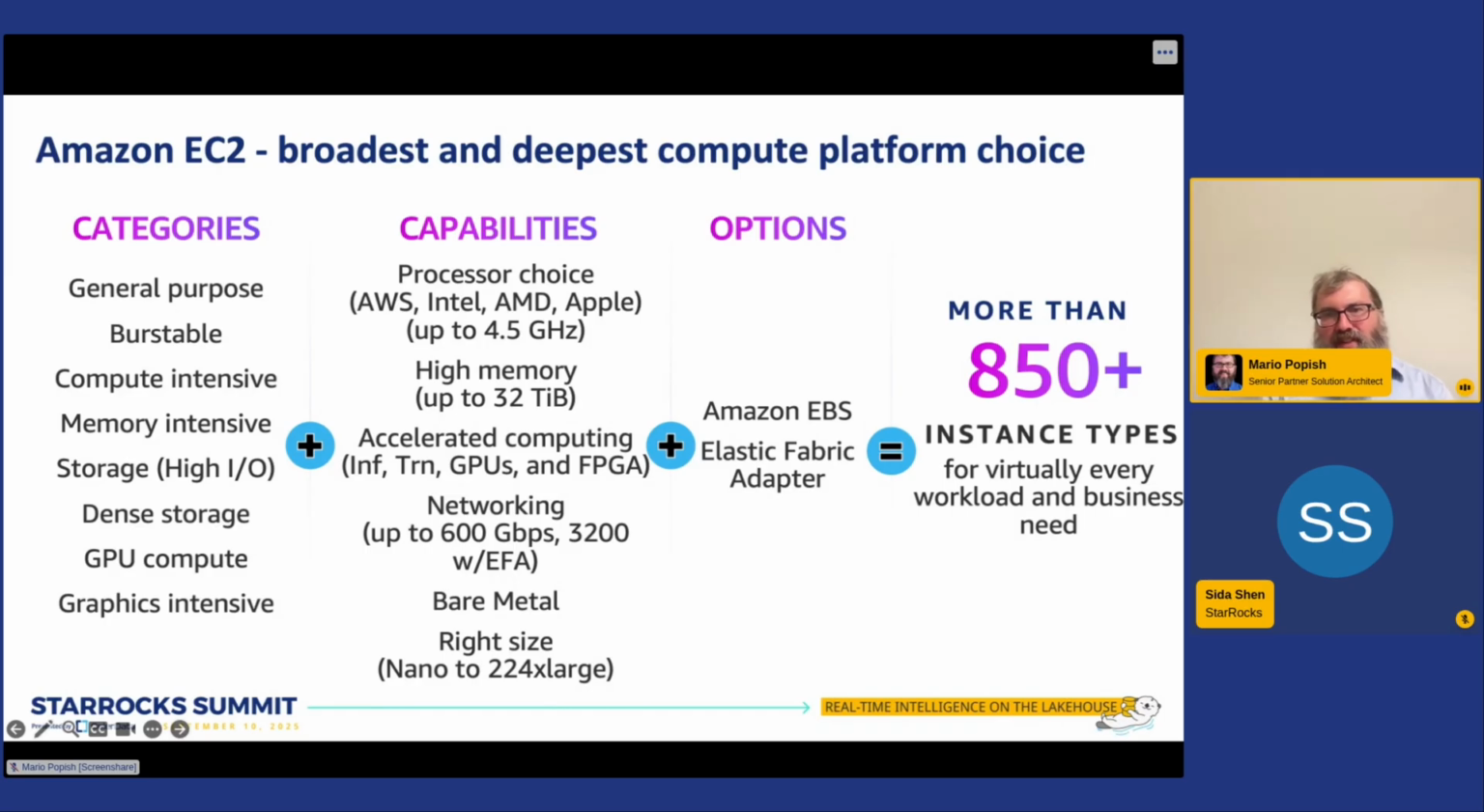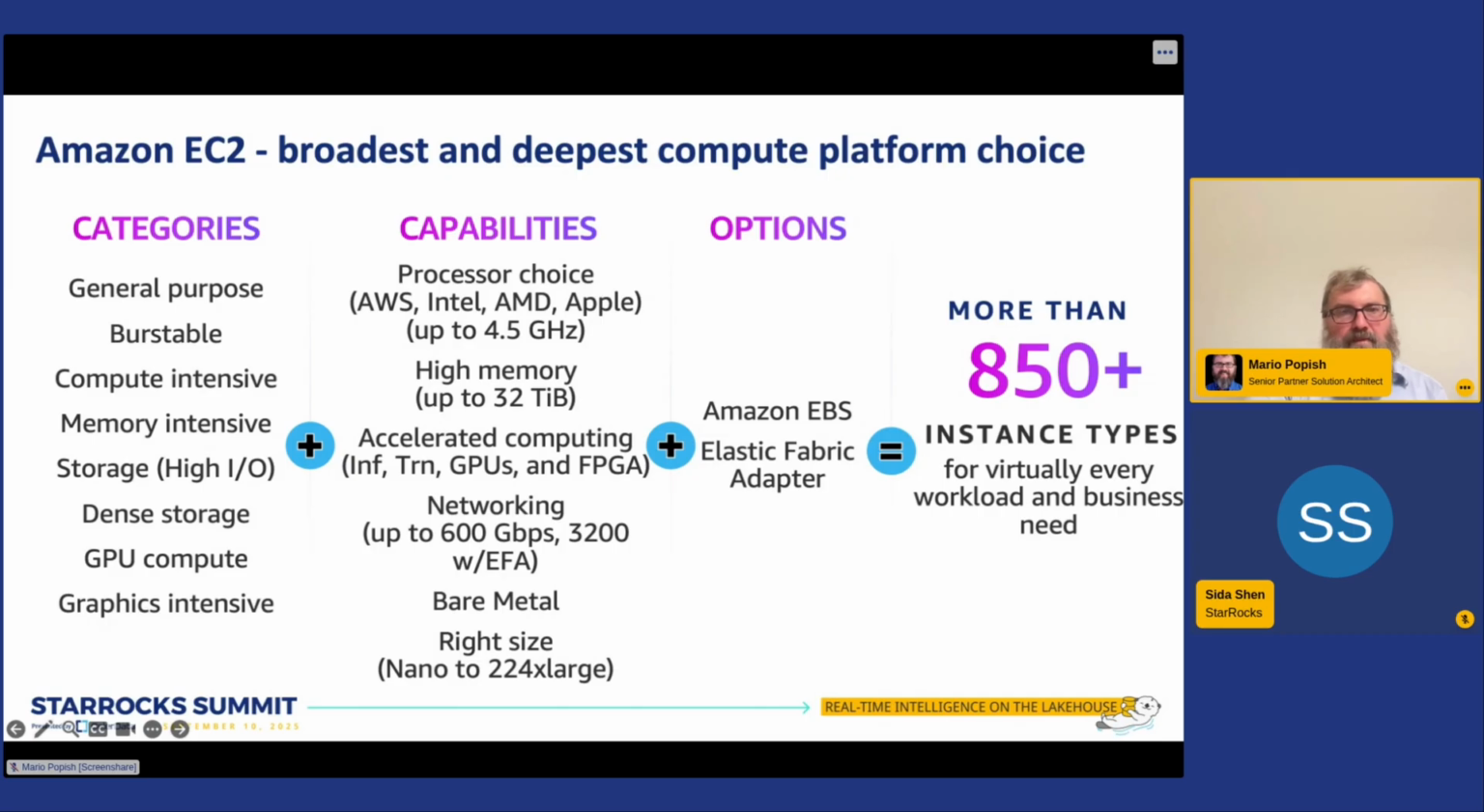These also come with options. I mentioned the Elastic Fabric Adapter for that 3.2 terabit a second for inter-instance communication. We also offer Elastic Block Store to meet any of your storage needs. When you combine all of these, we have over 850 different instance types for virtually every workload and business need in EC2.